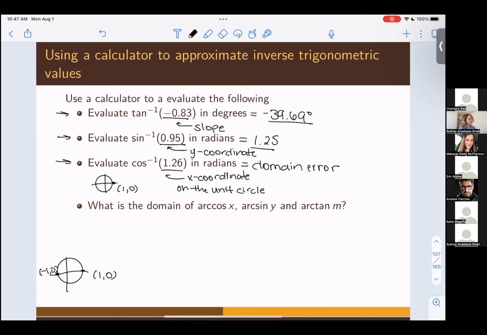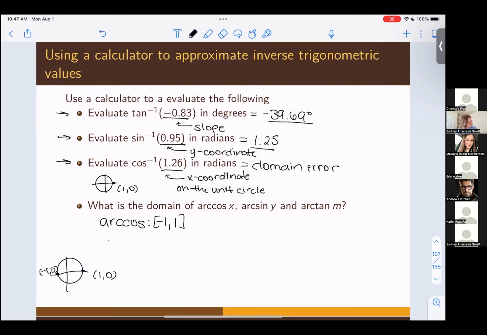So the domain for arc cosine is just [-1, 1]. And if you remember from college algebra, those square brackets mean that it includes -1 and includes 1. That's how we write that.